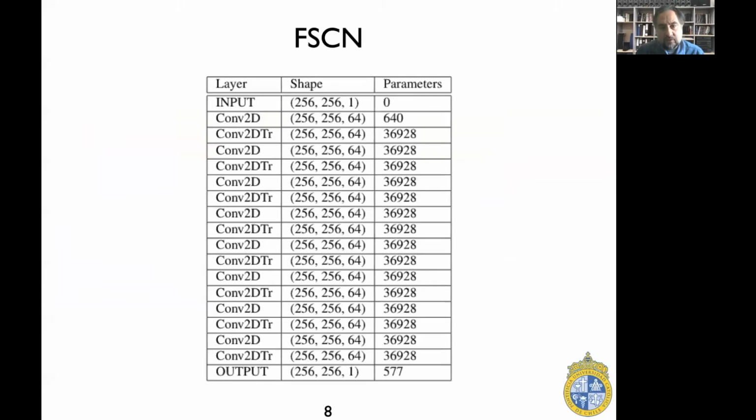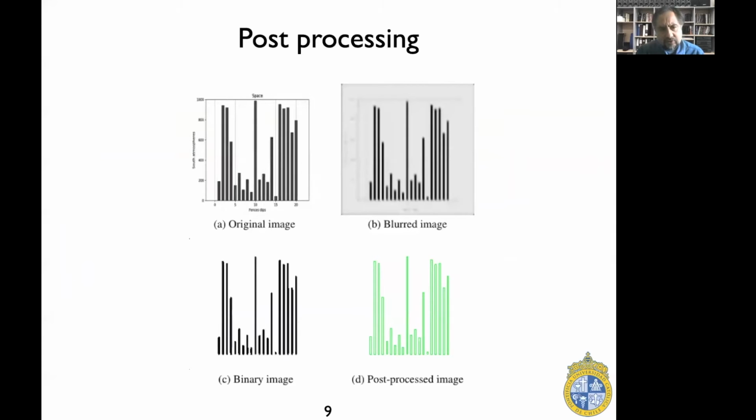This is the architecture we use, all the layers that we use. And as you see, the layers don't change in size, they remain the same size. That's why it's a fully symmetrical network. The input is a 256 by 256 image, as well as the output. So this is more or less how it works. You get the original image, and what you see on the top right is the blurred image that the neural network produces. Then we binarize it, and then we post-process it to get the bounding boxes, for instance, in the case of a bar chart like that.